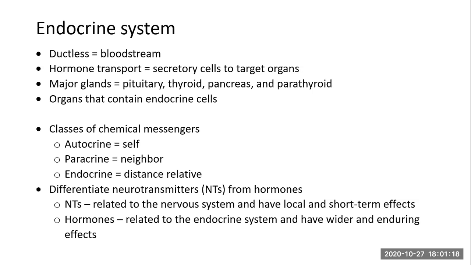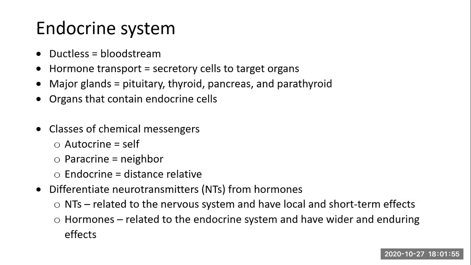The other point that's included in your slides is the classes of chemical messengers. When you say chemical messengers, they could be anything. They could be hormones, they could be enzymes, they could be anything. So these chemical messengers can be divided into three. The first one are the autocrine messengers. Autocrine means these chemical messengers are used for self-consumption.